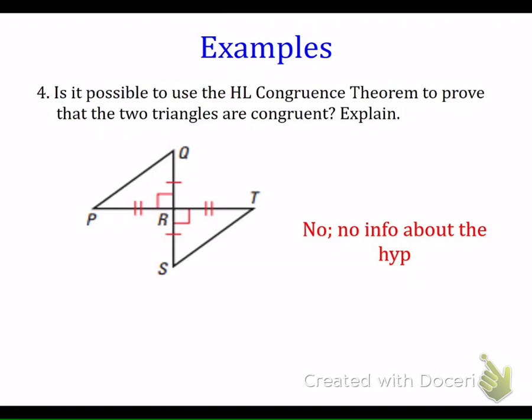HL, it has to be right triangles, same hypotenuse, same leg. So the hypotenuse would be across from the right angle. So we don't know anything about this side or this side. So this is not HL.